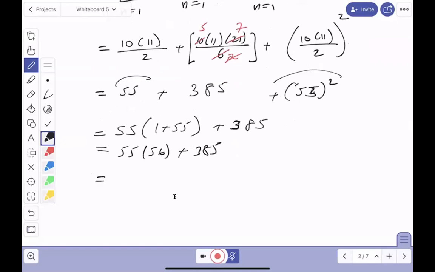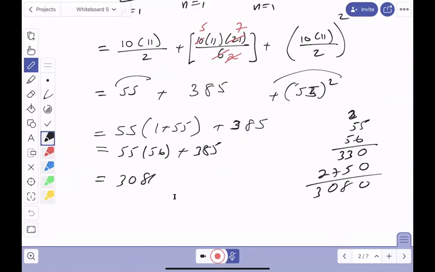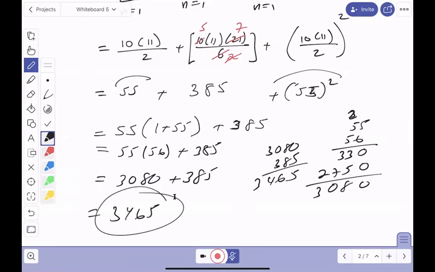Oh boy, I got to do some arithmetic here, right? So 55 times 56, and let's see if we can do that. 6 times 5 is 30. 25, 27, right? 0, 8, 3080. Plus 385. Let's see if we can do that. All right, so 385 added to 3080, and you get 3465. Not so bad.